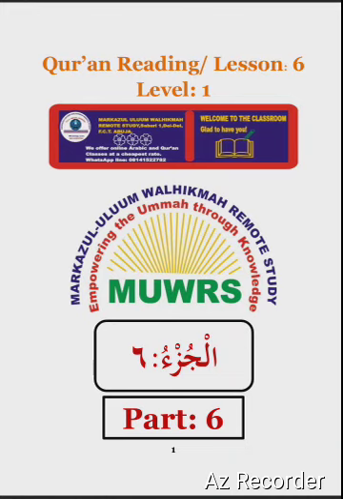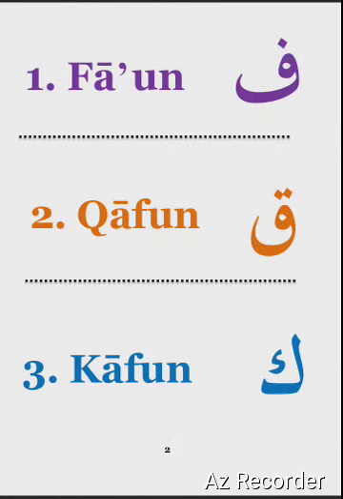Al-Juzu As-Sadis, Part 6. I hope you understand. MashaAllah. So here is another set of Arabic alphabets. I am going to read, so you repeat after me, focusing on the right pronunciation of each of the letters. Wahid, number 1. So the first letter from the screen.